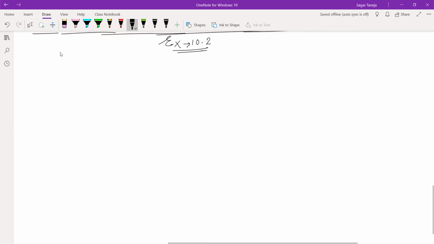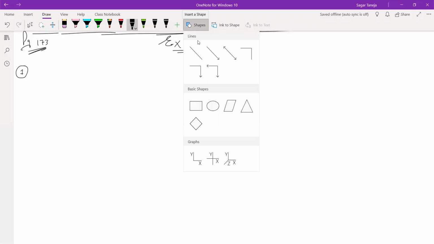Exercise 10.2, question number 1. Read out question number 1, page number 173 in your book. Recall that two circles are congruent. You have to consider that there are two circles and both the circles are congruent. Can anyone tell me how we can draw two congruent circles? How we can say that two circles are congruent? What should be equal in two circles to make them congruent?